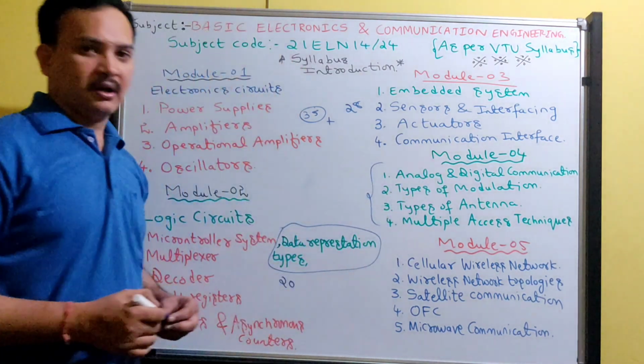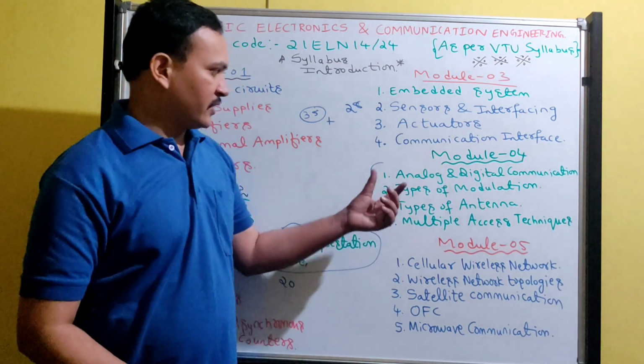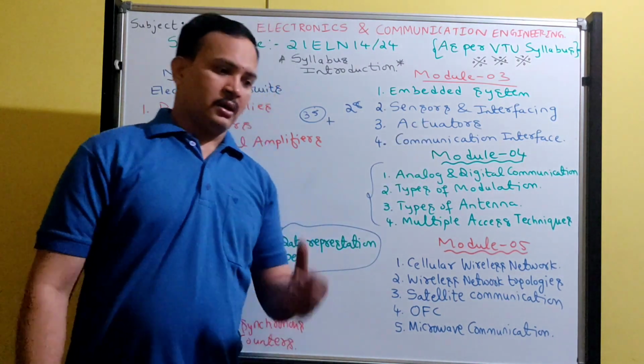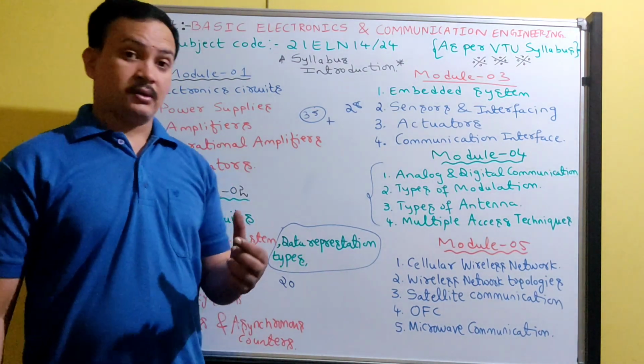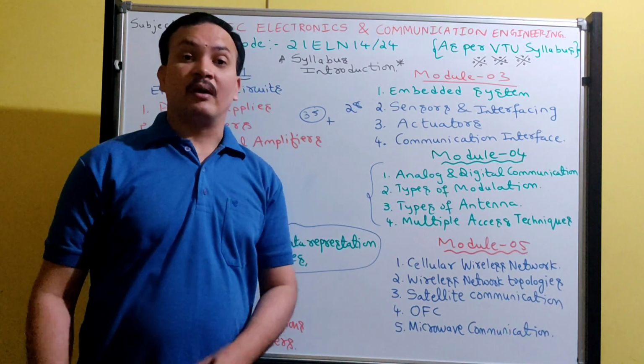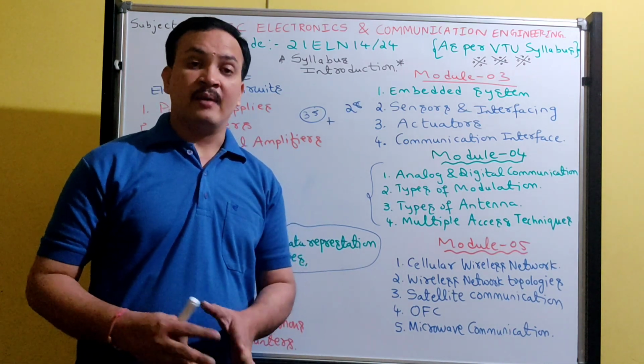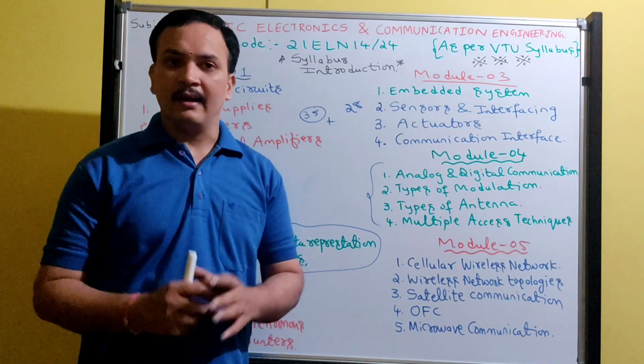Module 4 deals with communication, completely communication concepts. So we are going to learn in the first part analog and digital communication modulation schemes. Communication model, communication schemes. What are the medium of communication? Whether it is hardwired or softwired. Medium, channel. All these things we are going to learn in detail.